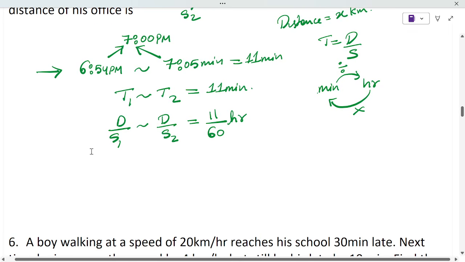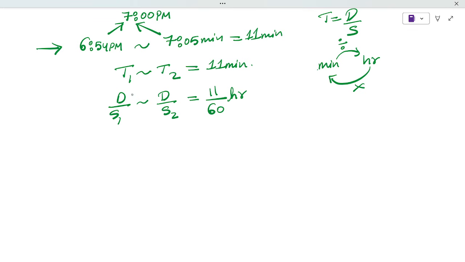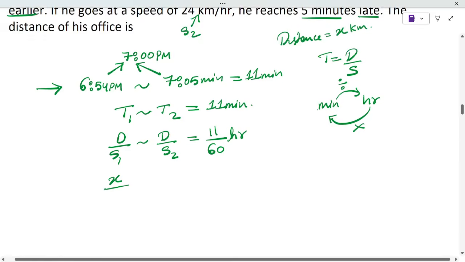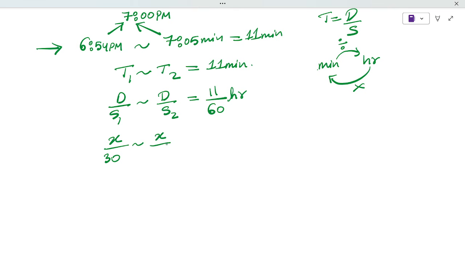Next, the distance we are assuming as x. So x is there. Speed 1 is 30, that is 30 km per hour. Time 1 distance also x. Distance by speed 2 is 24 km per hour. 11 by 60.